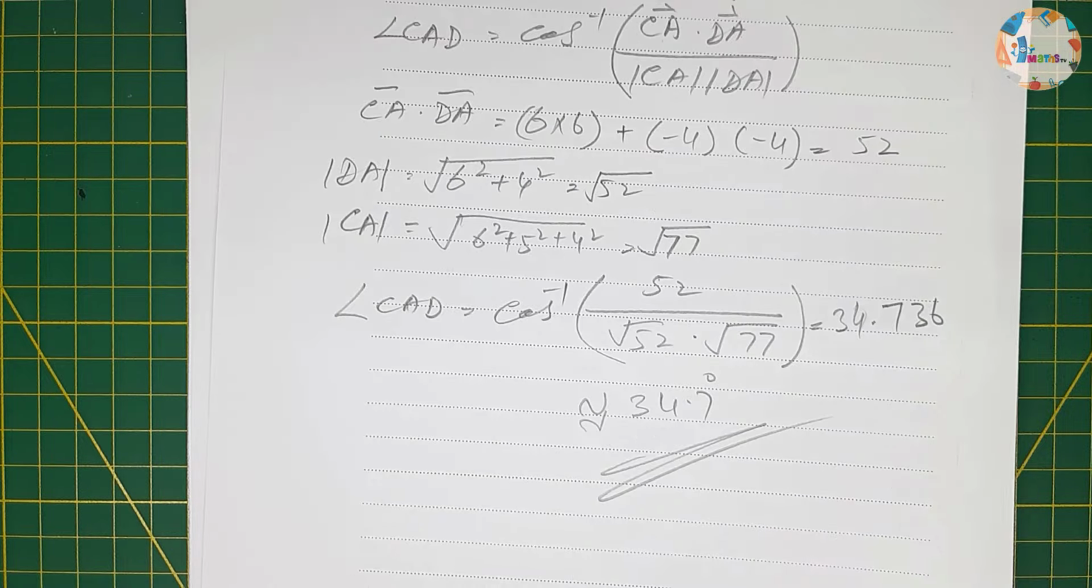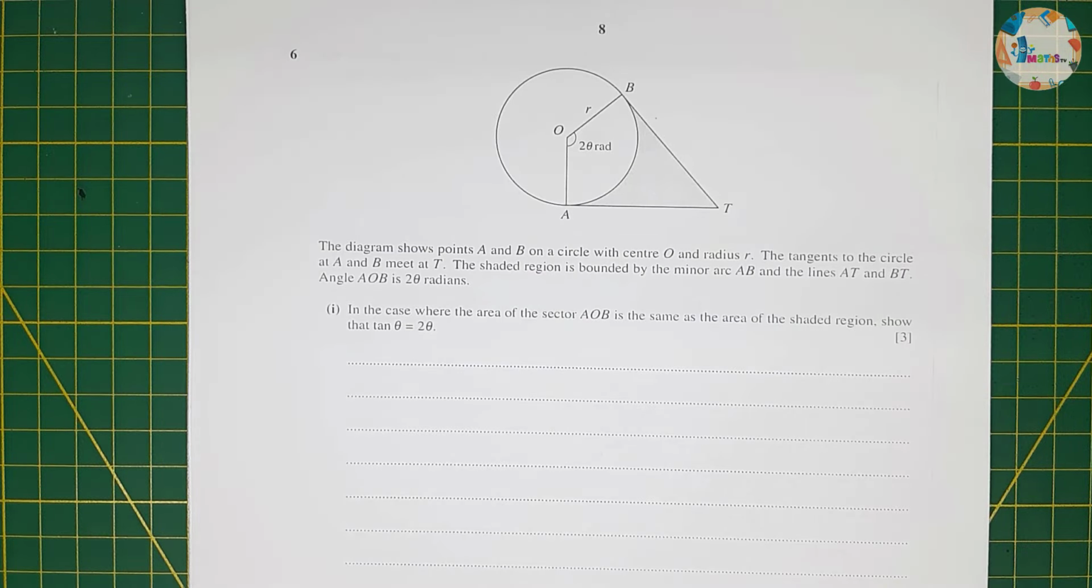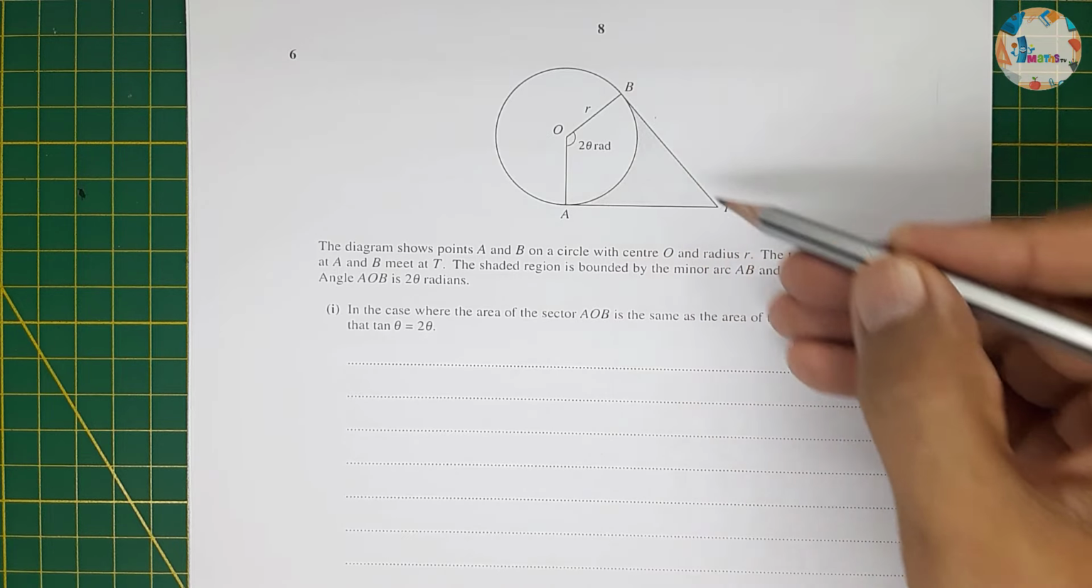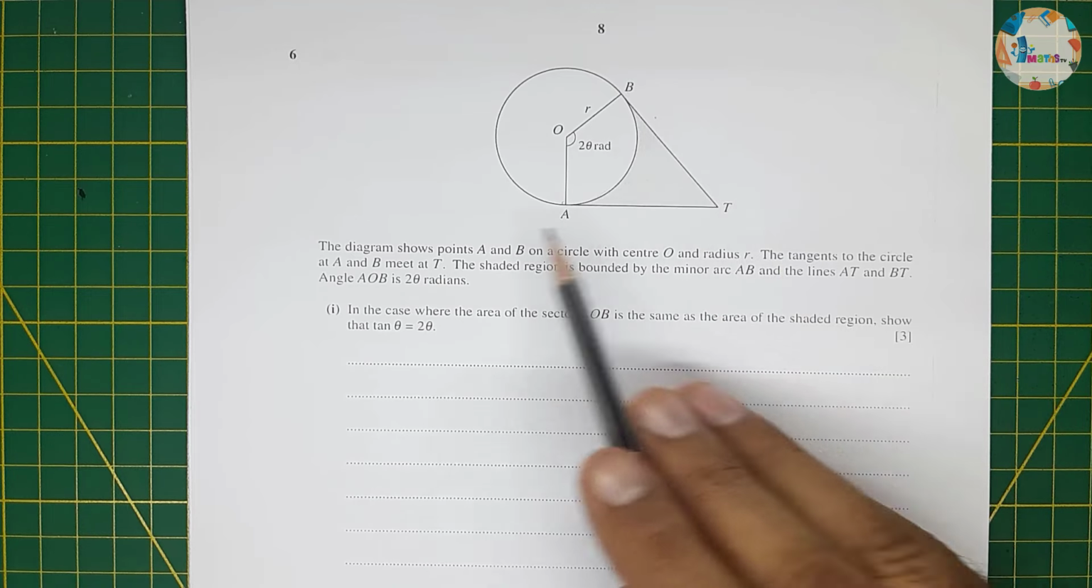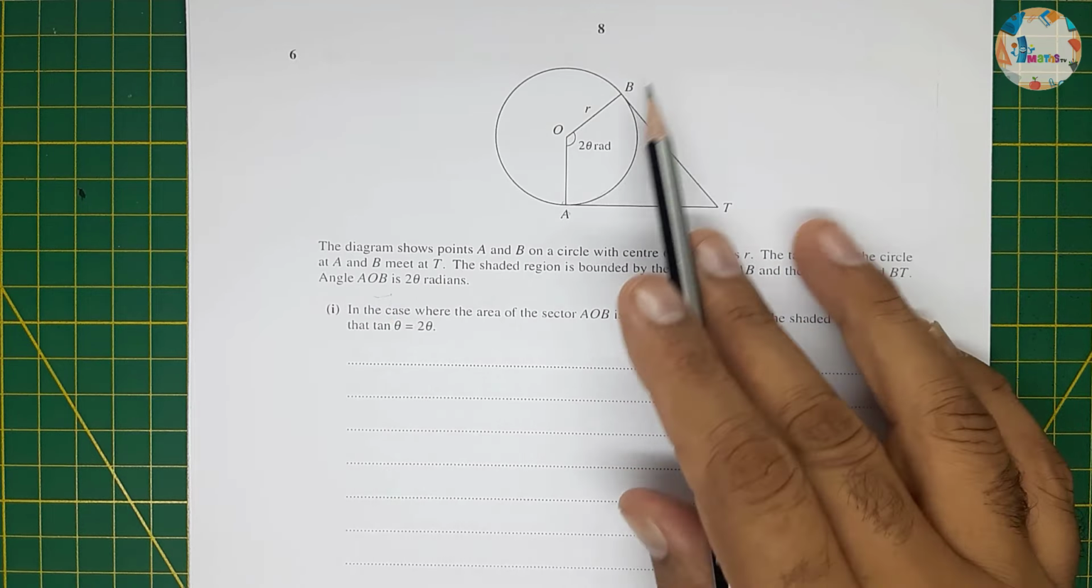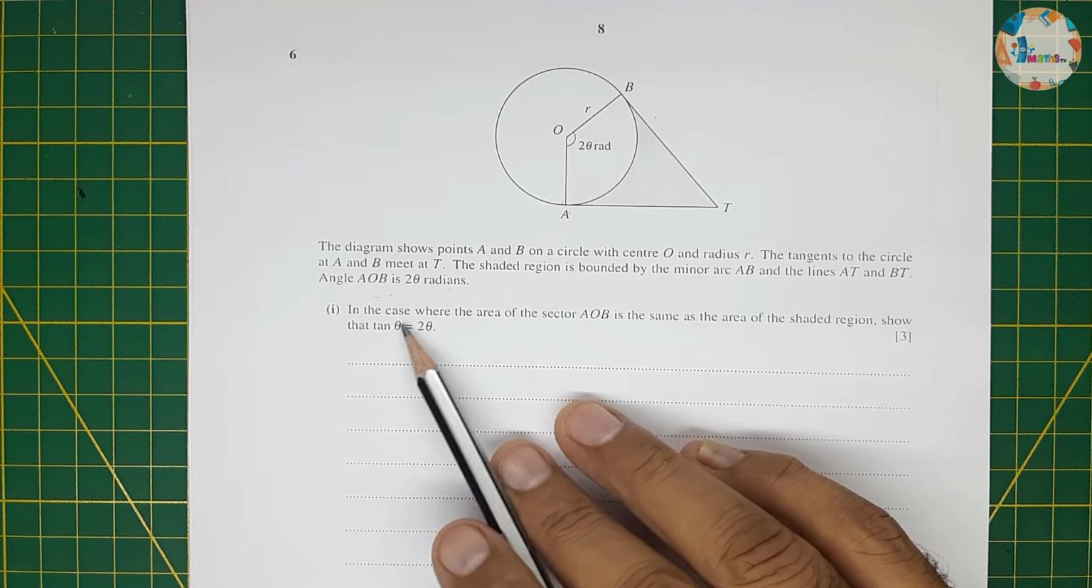Hopefully you understood this. Question number 6. The diagram shows points A and B on a circle with center O and radius R. The tangents to the circle at A and B meet at T. The shaded region is bounded by the minor arc AB and the lines AT and BT. Angle AOB is 2 theta radians.